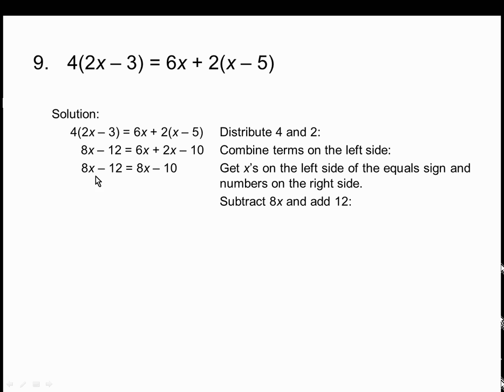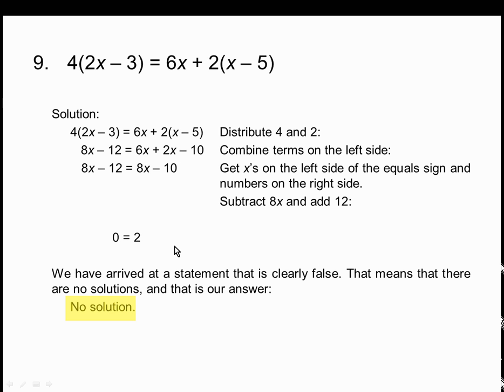So subtract 8x, add 12. Okay, so 8x minus 8x will be 0. 12 plus negative 10 will be 2. So I have 0 equals 2. Notice there are no variables, but I'm left with 0 equals 2. This is not true. 0 doesn't equal 2. So I arrived at a statement that's clearly false. That means no solution. And that's what you write as your answer, no solution. Don't write false, write no solution.